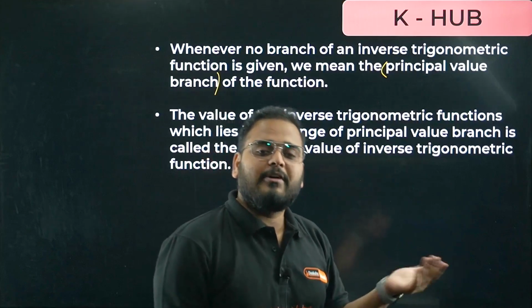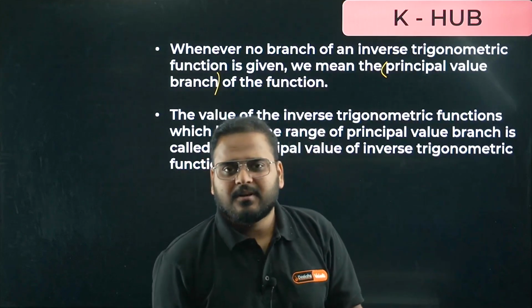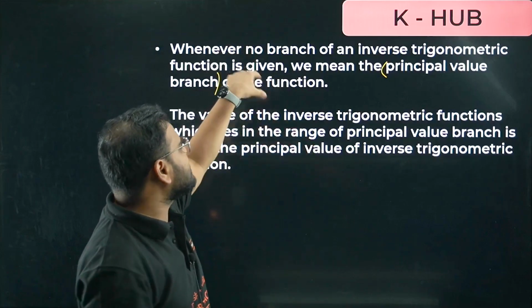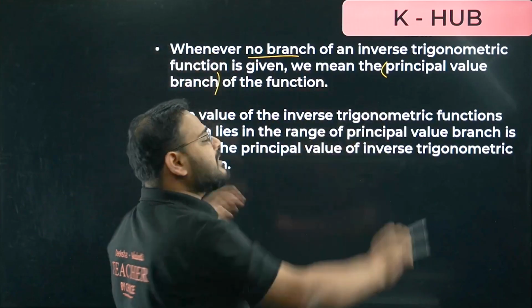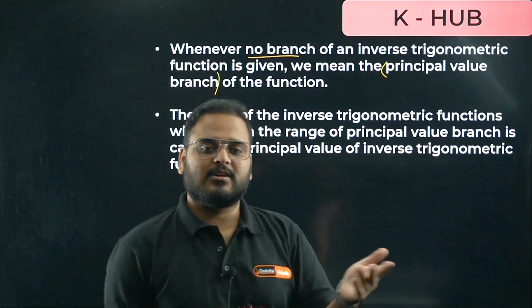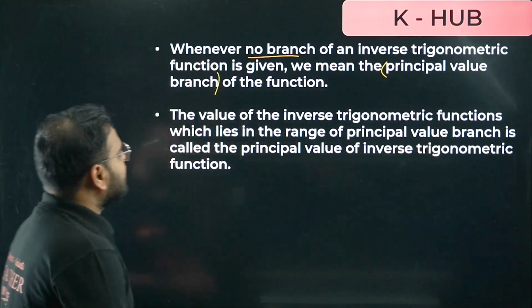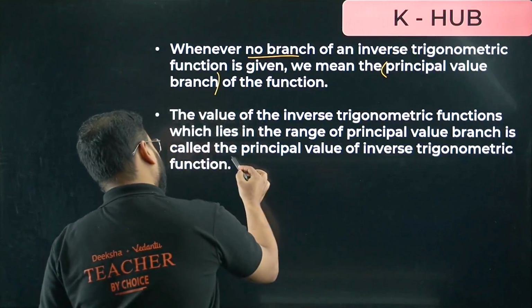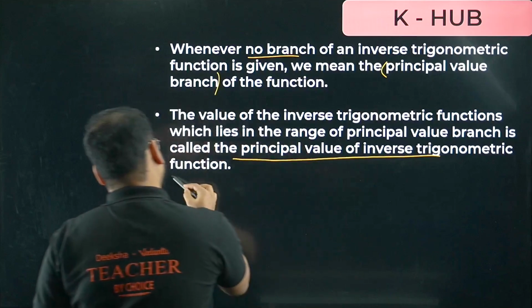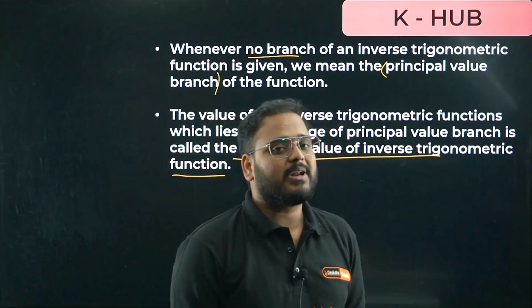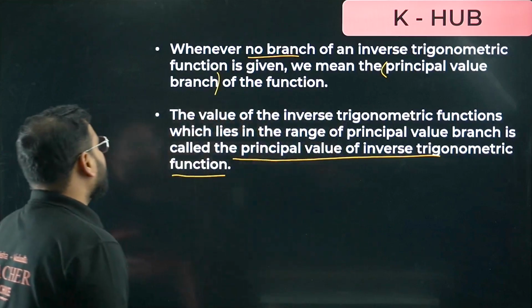Okay, for example, when the value of pi is not given, what should you take? 22 by 7, not 3.14. We'll take 22 by 7. In the same way, if nothing is specified, we'll take the principal value branch. Okay, what is that? Minus pi by 2 to pi by 2, and this is different for other functions. We'll show you. The value of the inverse trigonometric function which lies in the range of the principal value branch is called the principal value of the inverse trigonometric function. What is that going to be? Tell me. The angles minus pi by 2 to pi by 2.